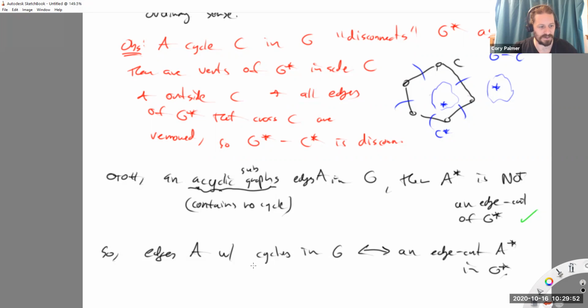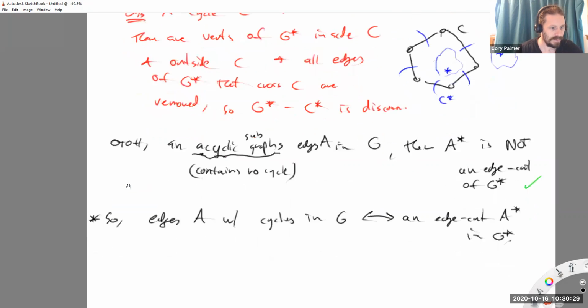Graphs that contain cycles correspond to cuts, and acyclic graphs don't correspond to cuts. So if I have an edge cut, it had to come from a cycle or something that contained a cycle. So if I talk about an edge cut A star of my dual, I can go back and say there's a cycle among the dual edges. The dual of the dual gives you back A. This is the fact that we're going to use, and it is very important to prove the Euler characteristic equation now. And this proof is amazing.